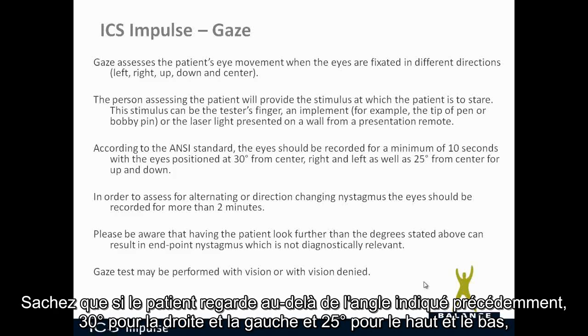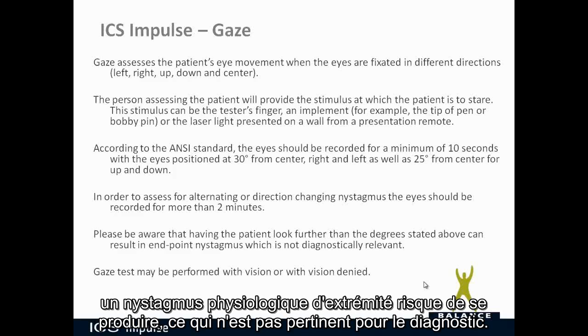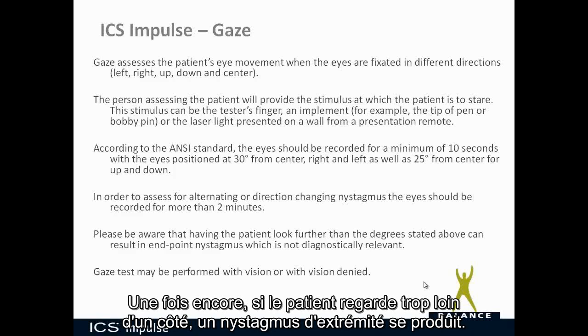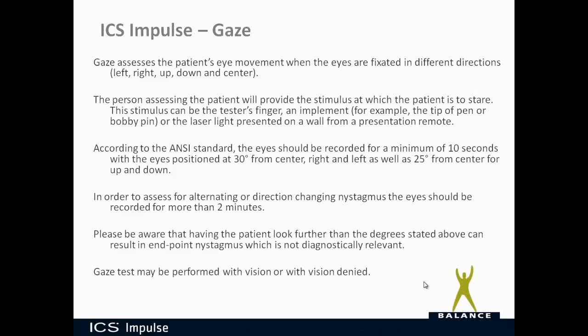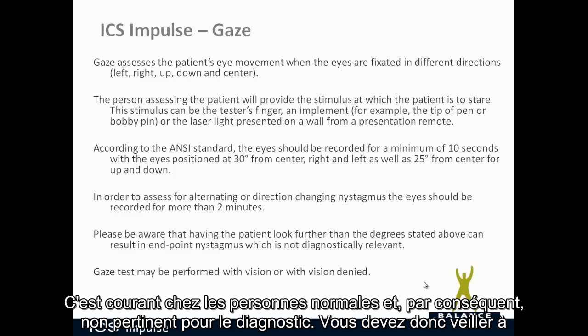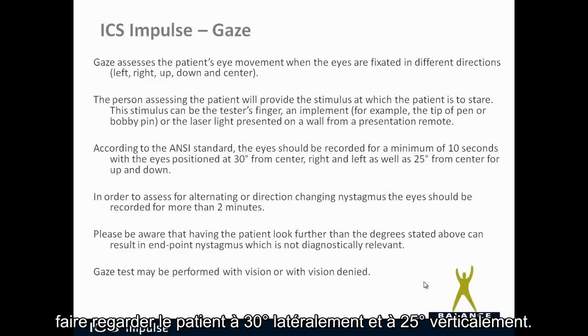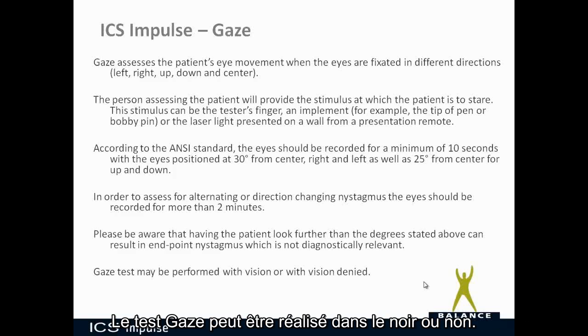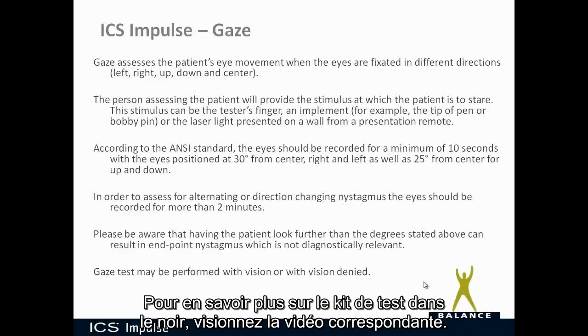Please be aware that having the patient look further than the degrees stated above, the 30 degrees for right and left and 25 degrees for up and down, can result in endpoint nystagmus, which is not diagnostically relevant. So again, if you have the person looking way far off in one side and endpoint nystagmus occurs, that happens in normal people. So that, again, is not diagnostically relevant. So you want to make sure that you have them looking 30 degrees right, left, or 25 degrees up, down. Gaze tests may be performed with vision or with vision denied. And to learn about the vision denied solution, please see the vision denied video.